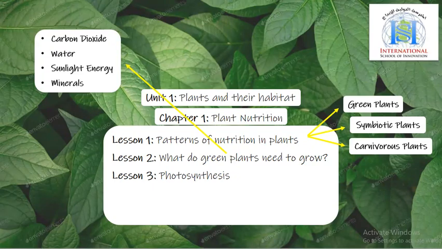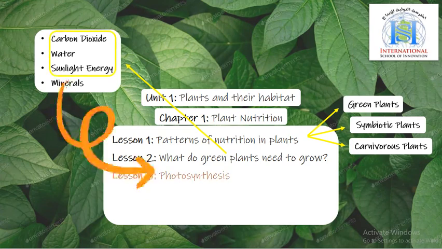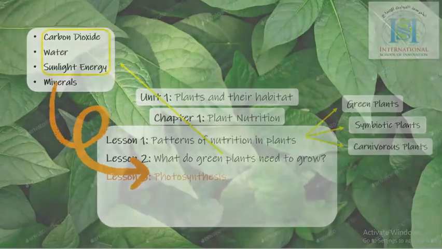They take in carbon dioxide from the air. They also use water and minerals from the soil, and they use sunlight energy. All of these are needs of a green plant, but actually a green plant uses carbon dioxide, water, and sunlight energy to go through the food making process called photosynthesis.